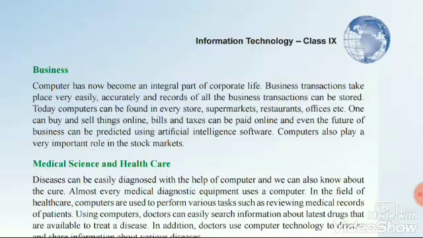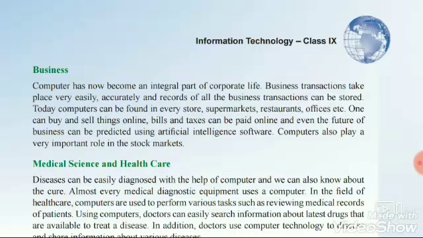Computers also play a very important role in the stock markets. Artificial intelligence means using the data that the computer has stored for future use. After calculating whatever data is stored, it can take decisions for the future. That is called artificial intelligence. The computer can think by itself based on the data it collects.